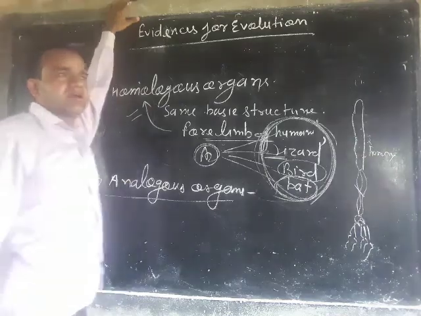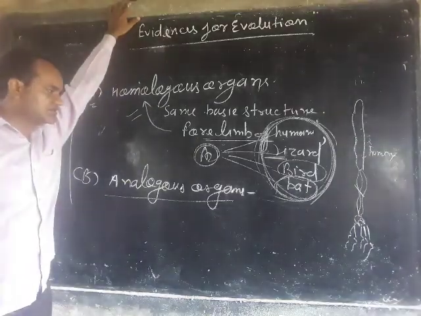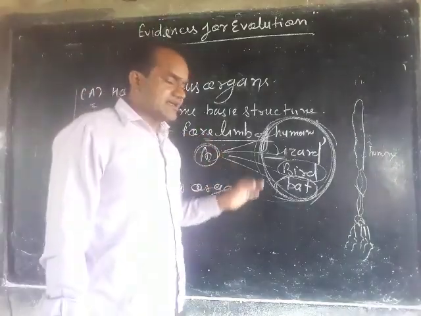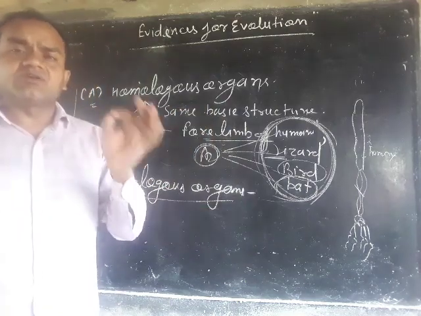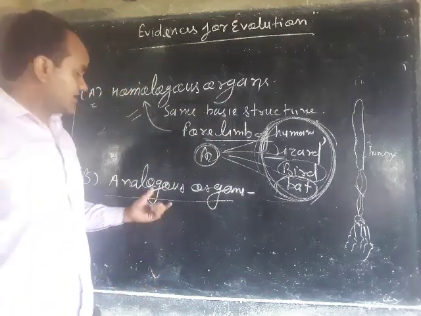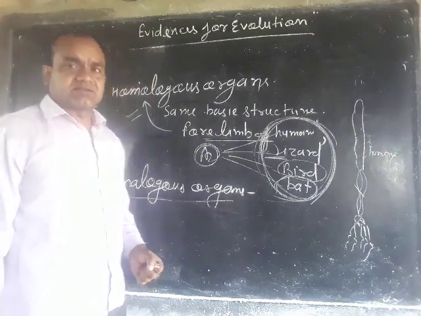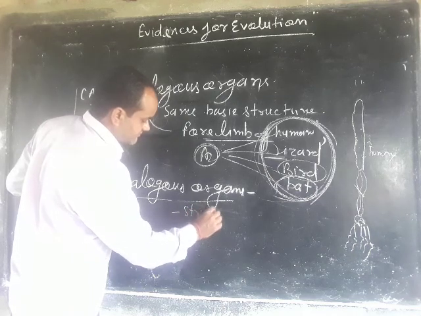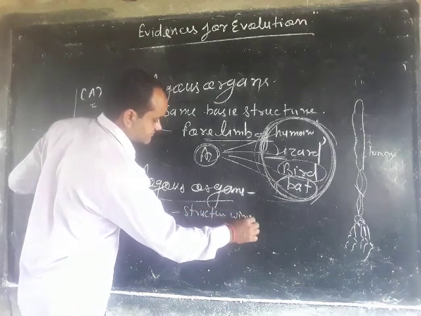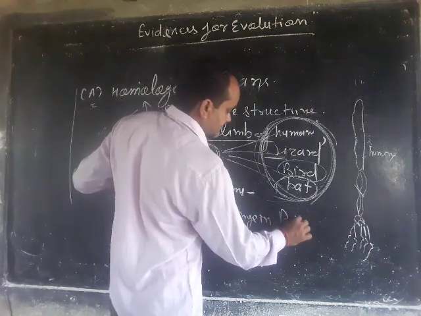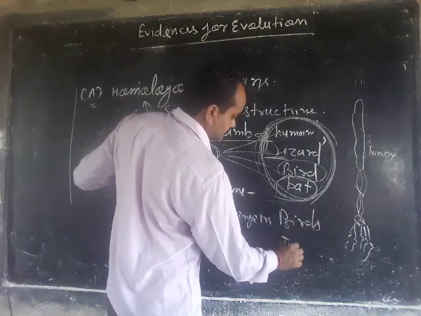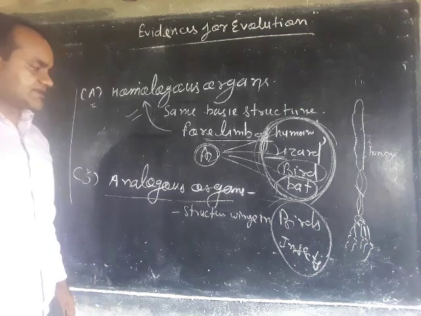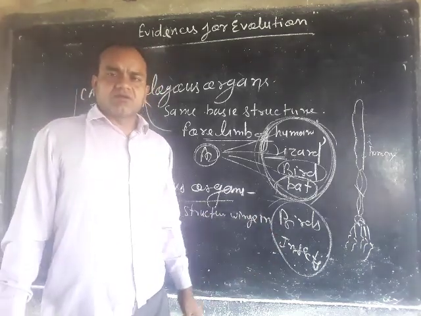Another one is analogous organs. Those organs which are similar in function but differ in origin and structure are known as analogous organs, such as the wings in birds and in insects. The structure of wings in birds and insects differs.